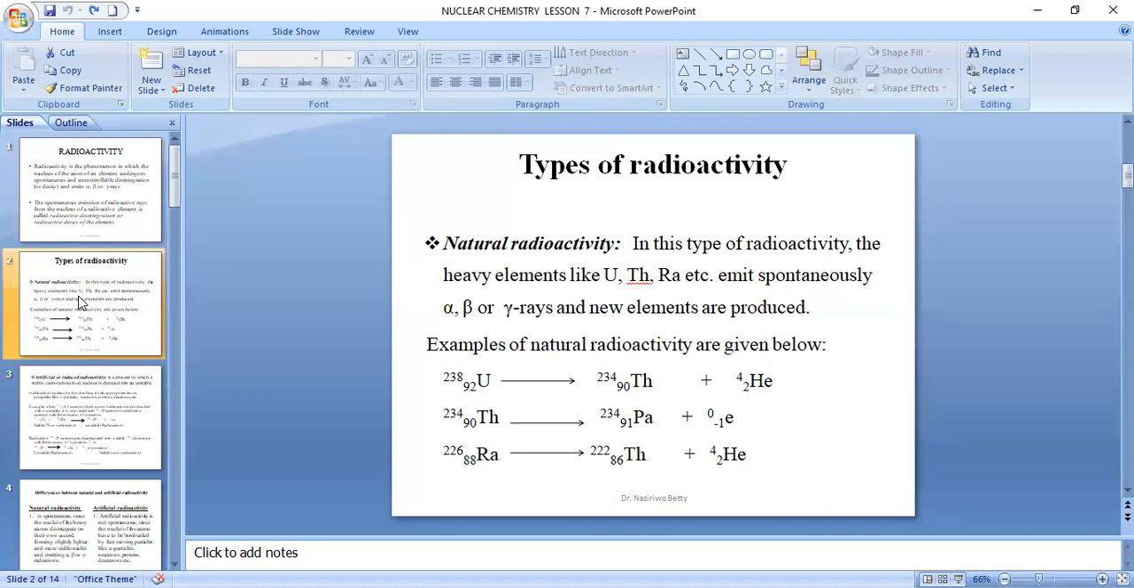Example here, we have uranium-238, which disintegrates into a radioactive thorium-234 with an emission of an alpha particle. Then the radioactive thorium-234 disintegrates with an emission of a beta particle.